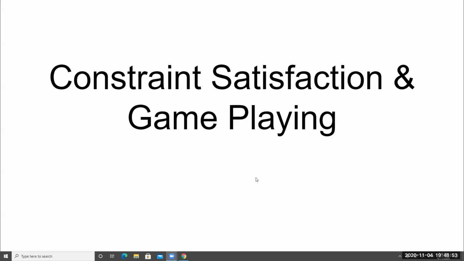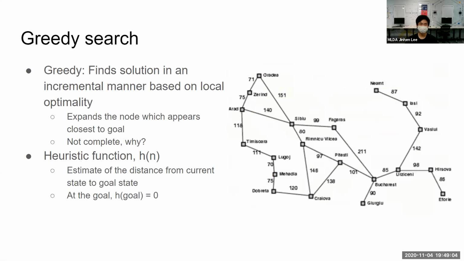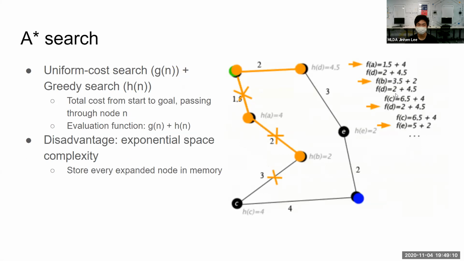A star is complete and optimal because, well, the drawback of a heuristic function is that it is not optimal, so it may oscillate here and there, but A star search is complete and optimal.